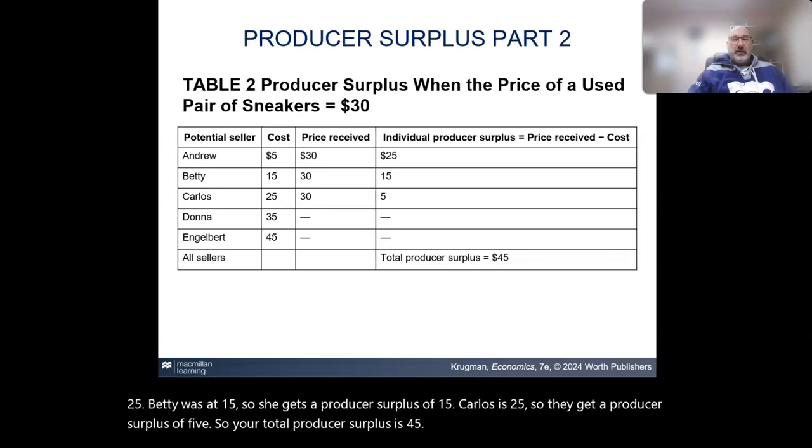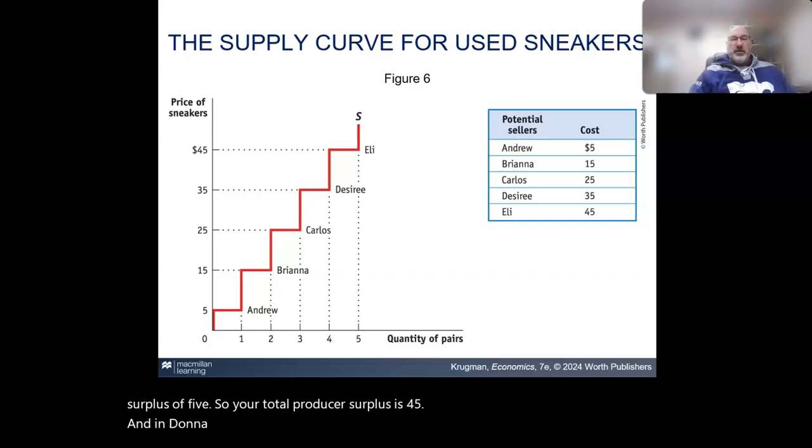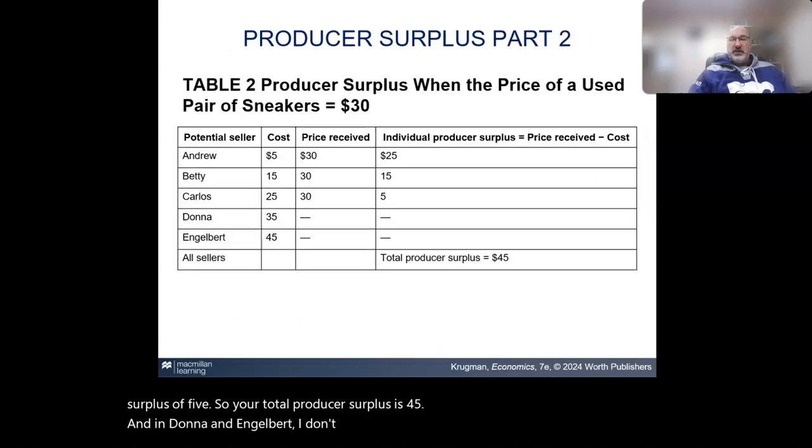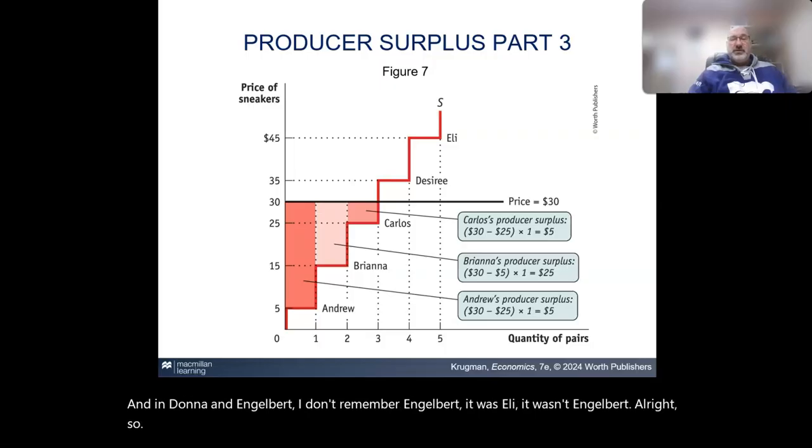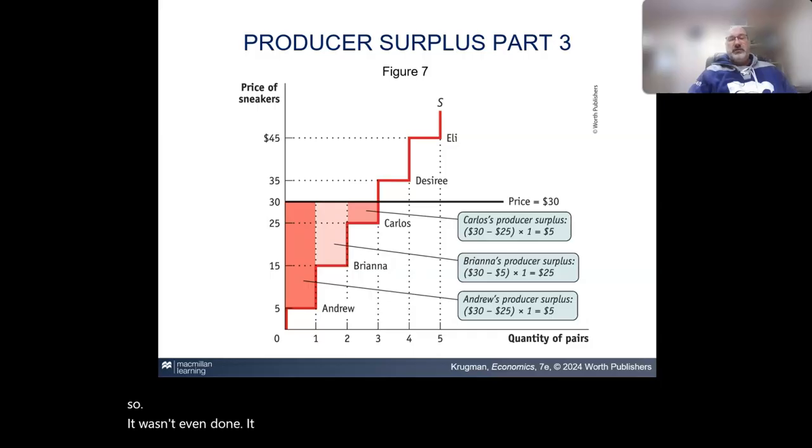Donna and Engelbert, I don't remember Engelbert. It was Eli. It wasn't Engelbert. All right. So it wasn't even Donna. It was Desiree. All right. So yeah, they like to change names on people here. So then this is the way that works.